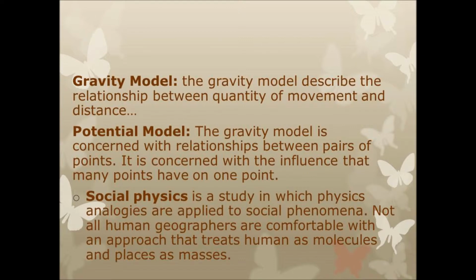So the gravity model describes the relationship between the quantity of movement and distance. The gravity model describes the relationship between pairs of points, whereas the potential model describes the effect that all endpoints have on one point.